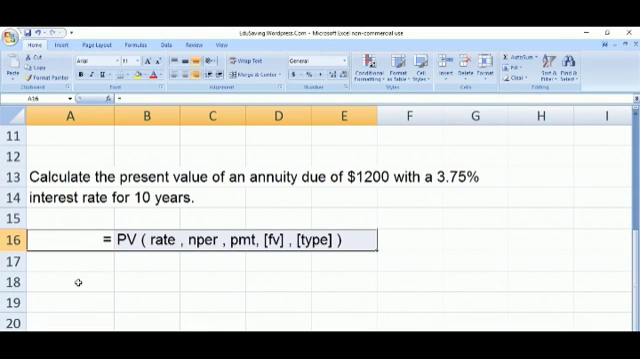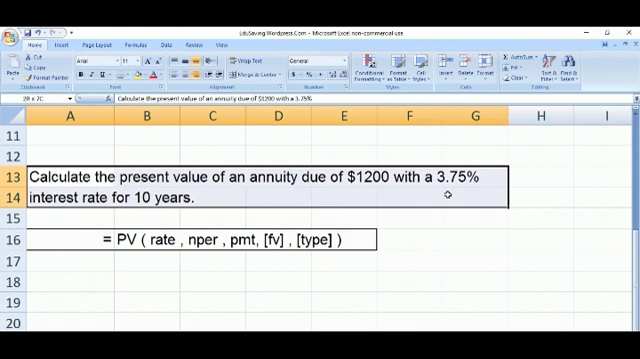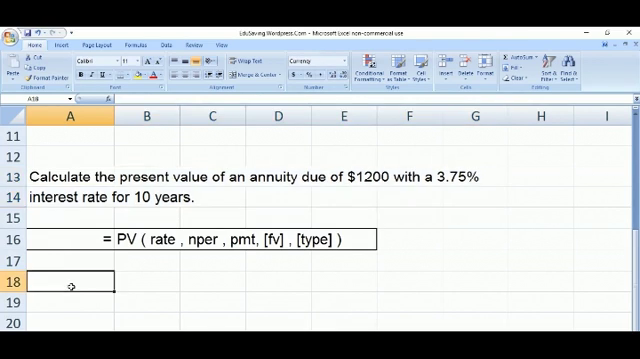Okay, so let's take a look at the next question. Calculate the present value of an annuity due of 1,200 with a 3.75% interest rate for 10 years. So, same as the above, you can start the function by using an equal sign, PV, open parenthesis, 0.0375, remember to put it in decimal form.